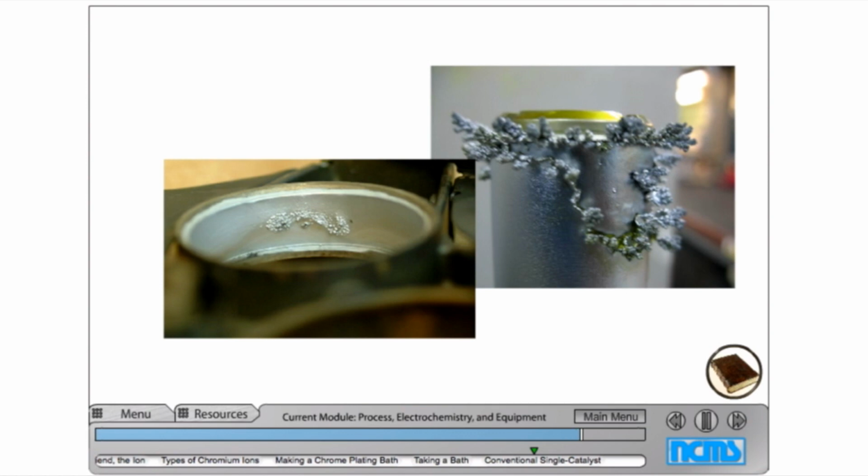Finally, single catalyst baths are very sensitive to power changes. Even a small fluctuation in power can result in dull, soft, or peeled chrome. Despite these issues, though, the conventional single catalyst bath remains very popular, and it's a common sight at most plating shops.